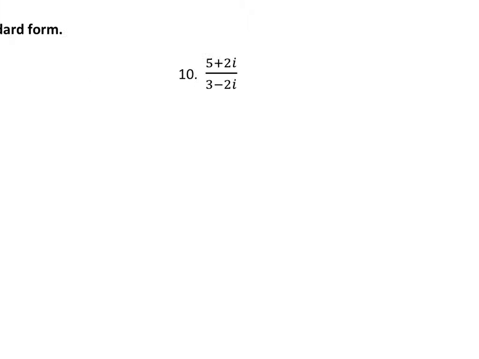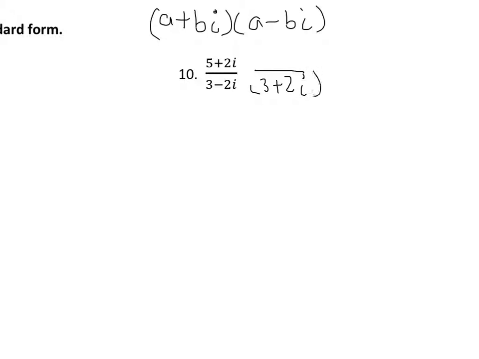Let's keep going. Alright, so this one is not in standard form because you don't have one number a plus bi. You have all of this. Anytime you see that, you have to multiply by the denominator's complex conjugate. So instead of 3 minus 2i, remember, the complex conjugate was this: a plus bi times a minus bi. See how it's 3 minus 2i, so that means you multiply the top and bottom by 3 plus 2i.